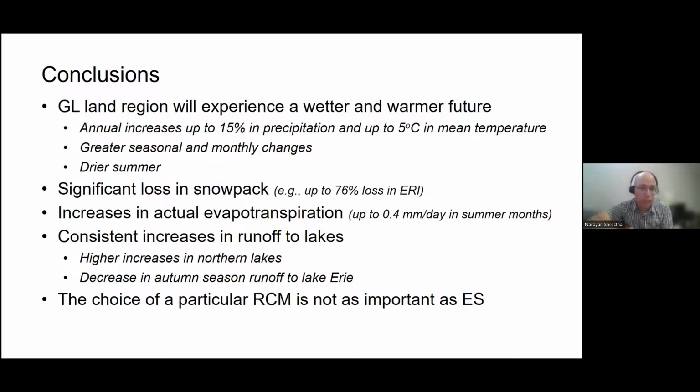Then we have also quantified that there would be consistent increases in the runoff component of the net supply to the lakes. And then the uncertainty analysis shows that the choice of a particular RCM is not as important as the emission scenario, as far as the relative contribution to the total uncertainty in runoff, evapotranspiration, and snow water equivalent is concerned. With that, I would like to conclude.